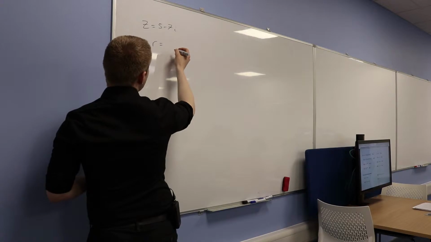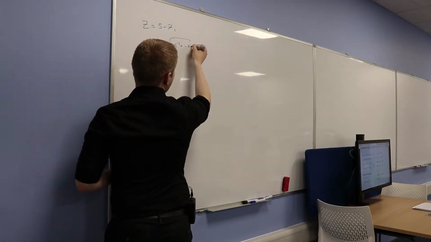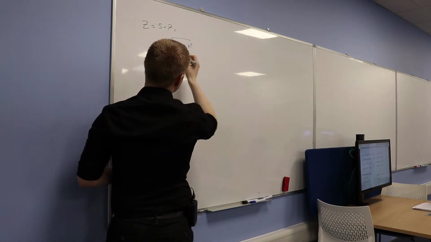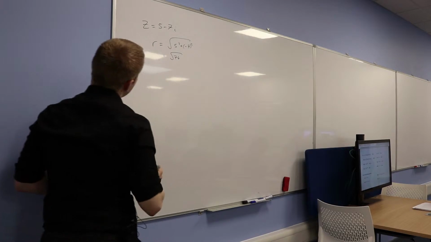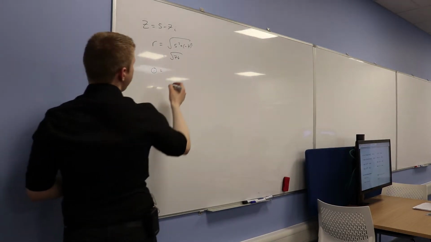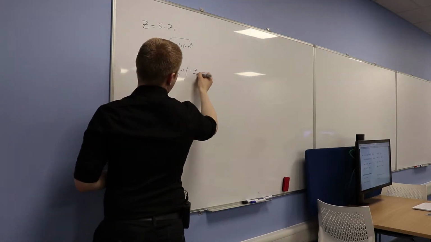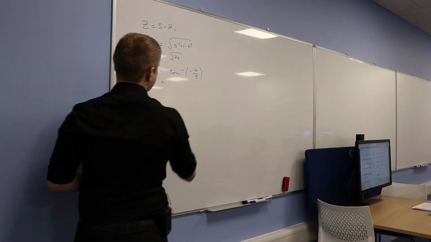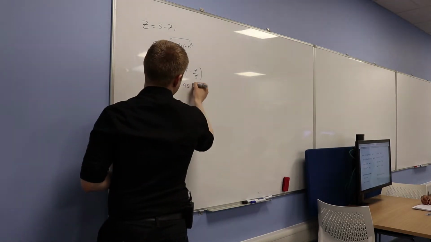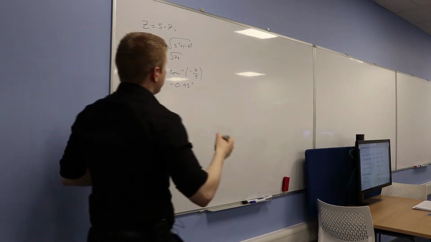Root 74. Okay, so you calculated that by doing 5 squared plus negative 7 squared, which is root 74. And the argument, what would that be? So it'd be tan inverse of negative 7 by 5, minus 0.95 radians, good. Now I would draw a sketch at this stage.